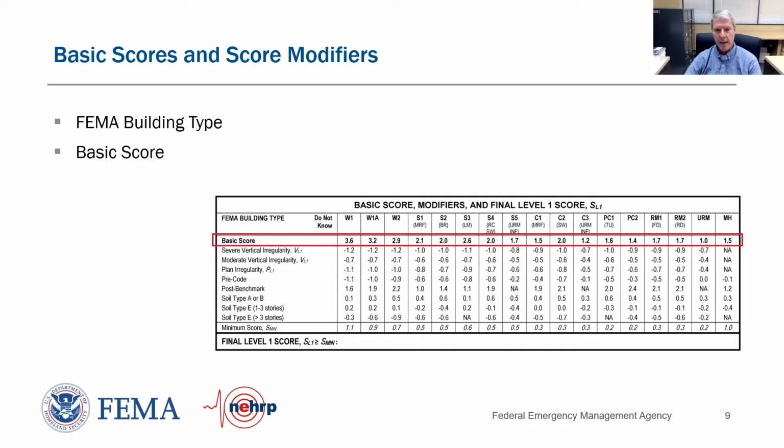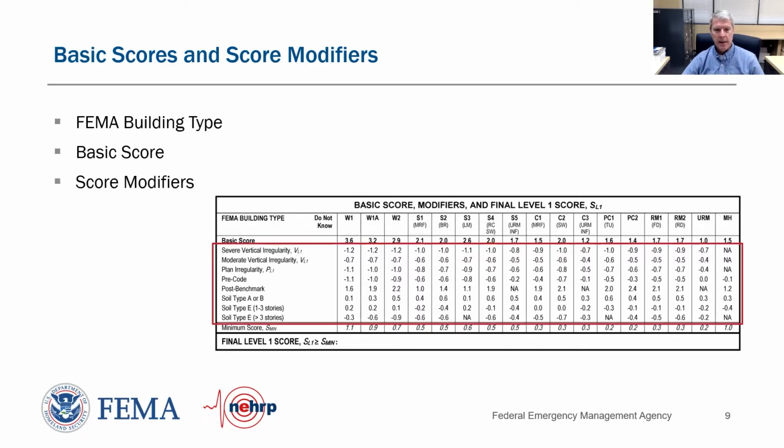So we have our building type, then we have our basic score associated with each of those. And I believe this is from the high seismicity form. So that's what these basic scores represent: strong shaking in a high seismic environment. And then we have a close-up here of the modifiers associated with our high seismicity form below that.